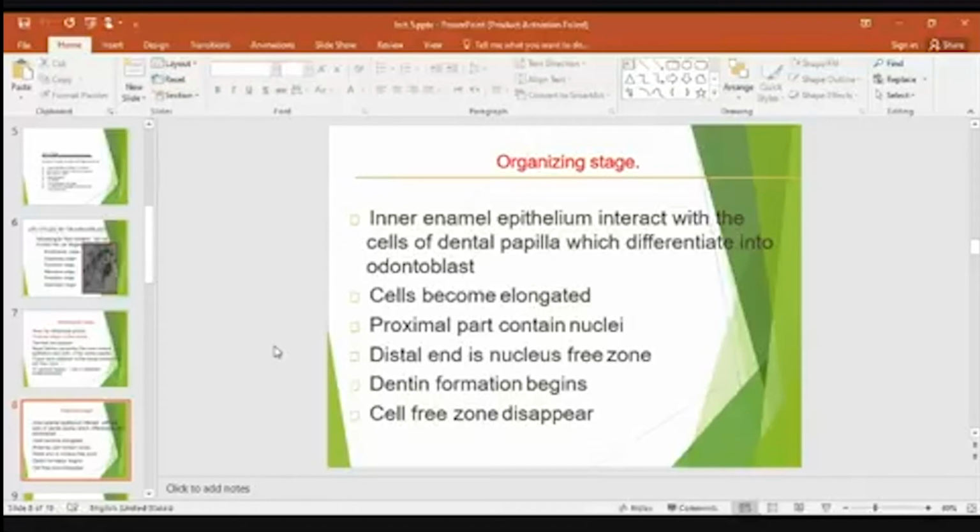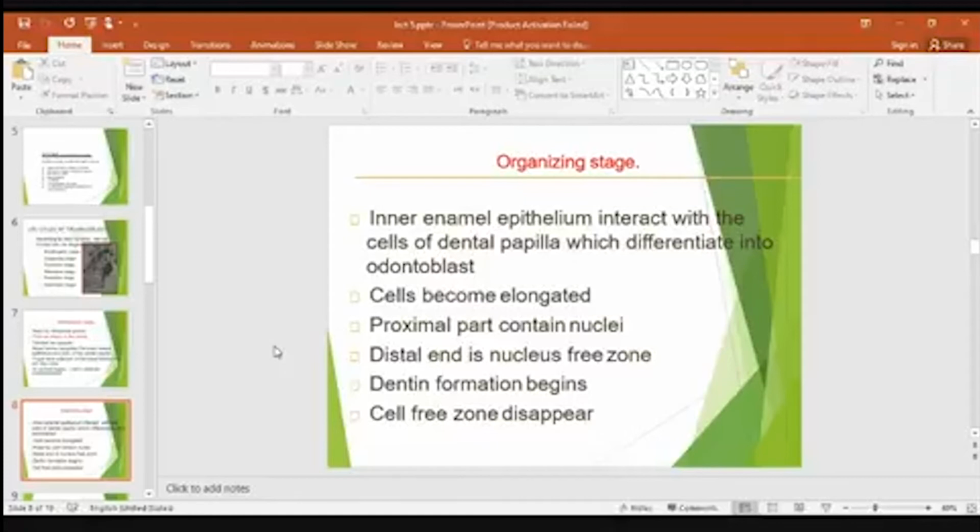Until now it is still the inner enamel epithelia. All it did in the organizing stage is become elongated, it became a long columnar cell, with the proximal part containing nuclei. Proximal part containing nuclei. The distal end is a nucleus-free zone, there is no nucleus except in the proximal part. Dentin formation begins. Here dentin formation begins by what cell? By what type of cell? By odontoblasts. And the cell-free zone that was in the dental papilla disappears.